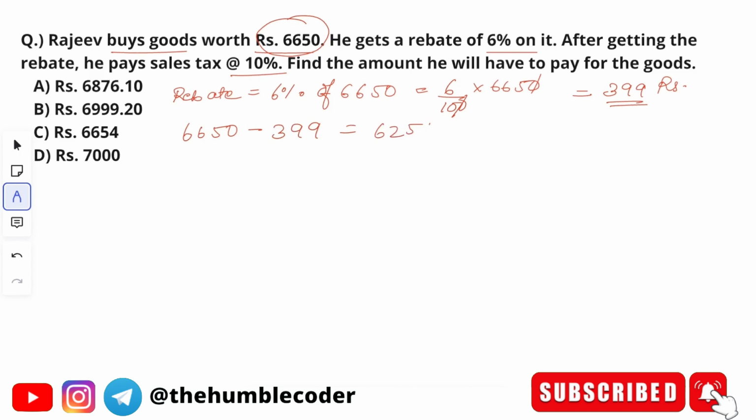Now on this new amount which he has to pay, he also has to pay 10% tax. So let's calculate 10% of this amount. 10% of 6251 is going to be 625.10. This is the tax value. So the final amount that he will have to pay for the goods.